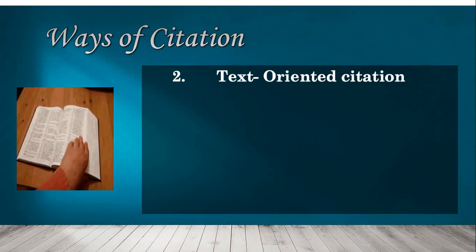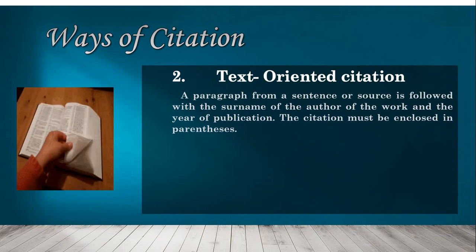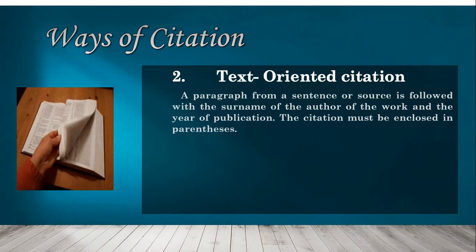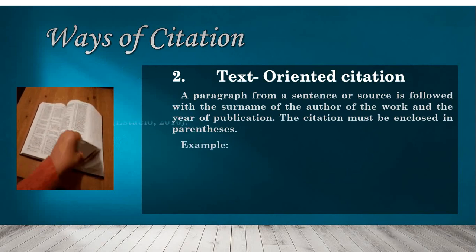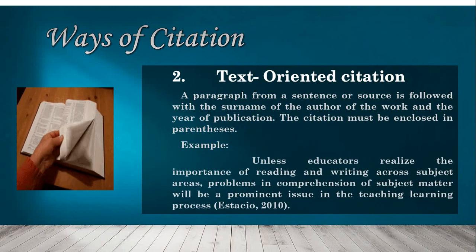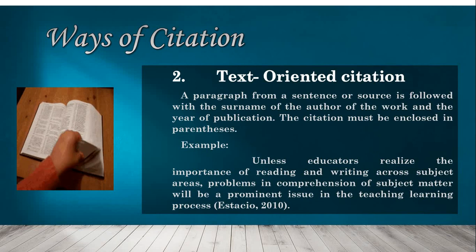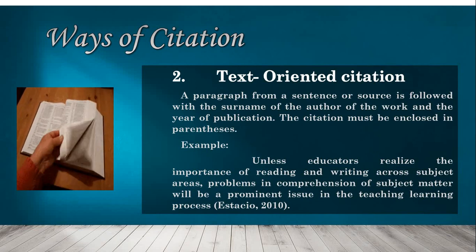Second, text-oriented citation. A paragraph from a sentence or source is followed by the surname of the author of the work and the year of publication. The citation must be enclosed in parentheses. Example: the paragraph begins with the text and ends with the citation. The citation has open and closed parentheses. The author is inside the parentheses, followed by a comma and the year of publication.